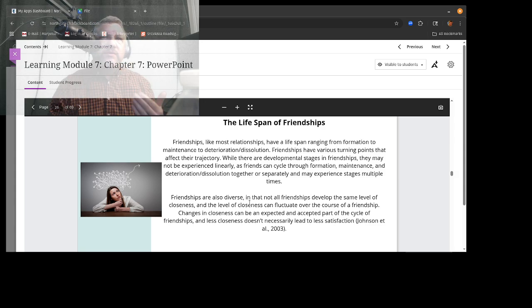Friendships are also diverse in that not all friendships develop at the same level of closeness. And the level of closeness really affects the course of a relationship. Changes in closeness can be expected over time, right? And they're an accepted part of the cycle of friendship. Less closeness doesn't necessarily lead to less satisfaction.